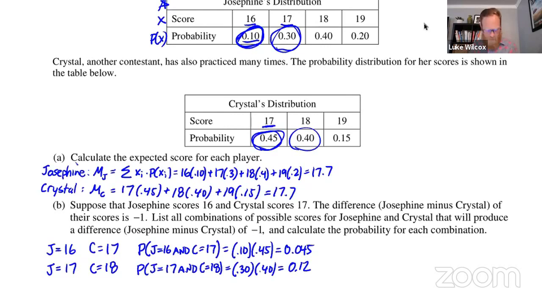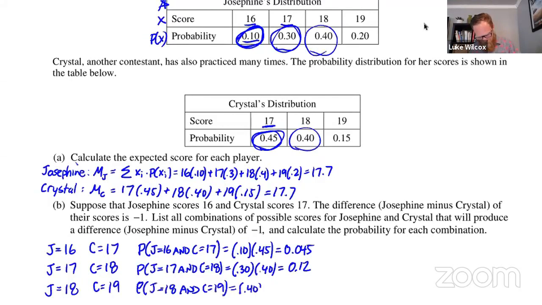And there is one more possibility. That would be if Josephine scored an 18 and Crystal scored a 19. So the probability that Josephine gets 18 and Crystal gets a 19 equals, let's see, 0.40 multiplied by 0.15, and that's going to give me 0.06. And I think those are the only ways that we could end up with a difference of -1.